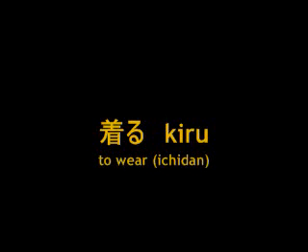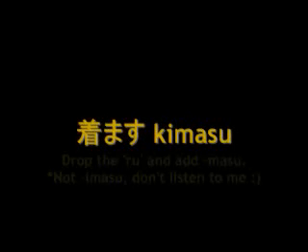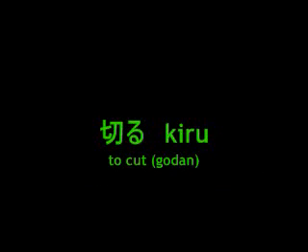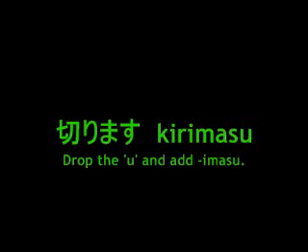So let's start with the Ichidan one, because that one's the easier one. Kiru, to wear. You just drop the ru, and add masu, kimasu. You're good. And then kiru, to cut, which is a Godan verb. Drop the u, add imasu, kirimasu. There you go. Very simple.